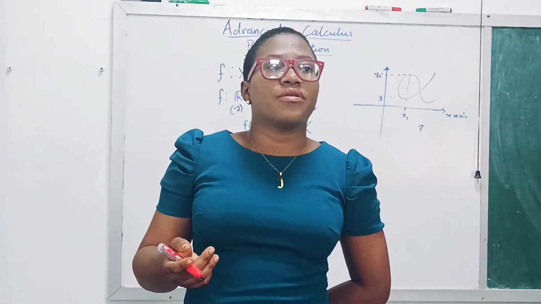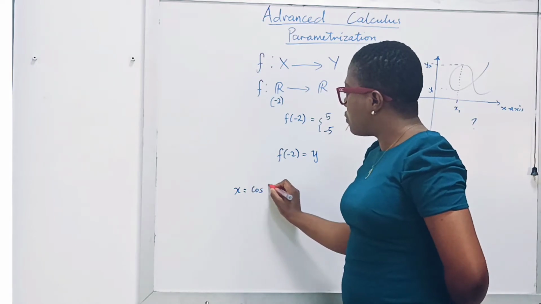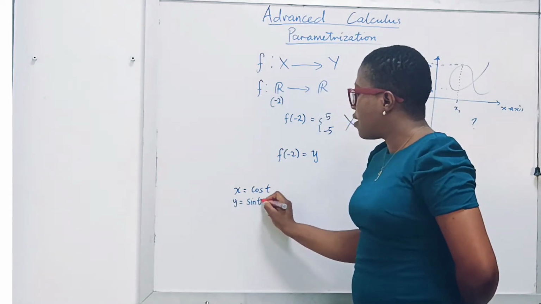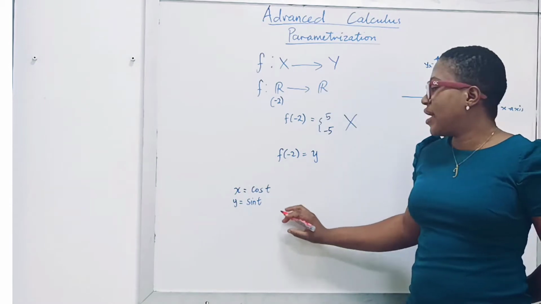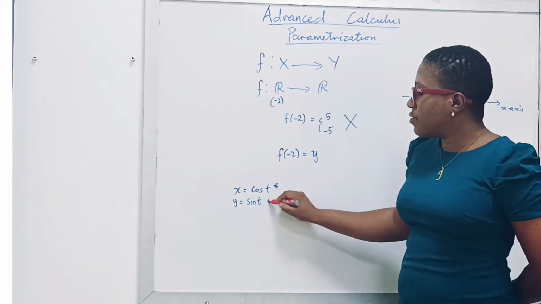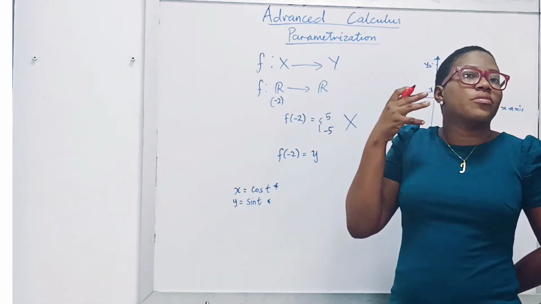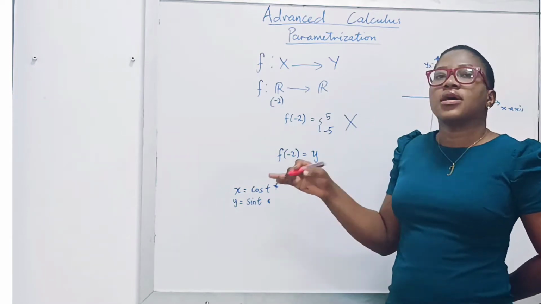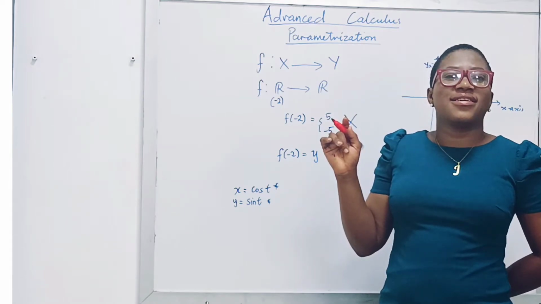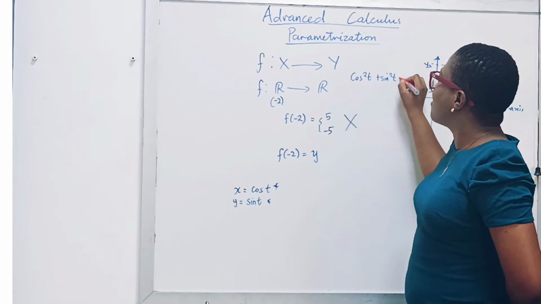So how do we make this map easier to work with? We call it parameterization. If I have x to be equal to cos t, and I have y to be equal to sin t, I can create a curve with what I have here. I need to ask myself, what's the relationship between this cos t and this sin t? What do you think is the relationship? Is a relationship that comes to your mind first, that has cos and sin in an equation? Cos squared t plus sine squared t is equal to 1.